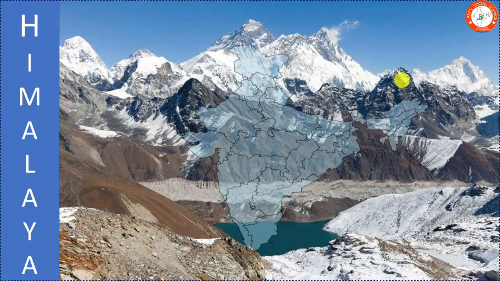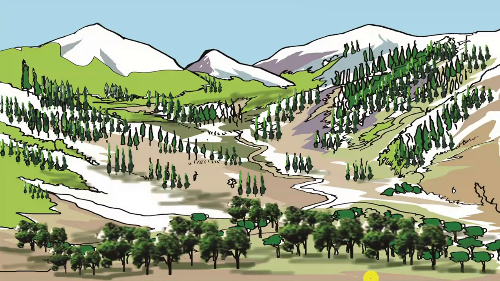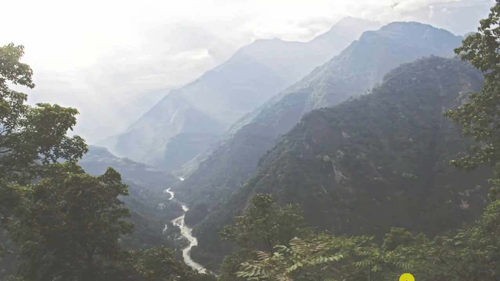Himalaya. This is the Himalayan mountain. This is one of the pictures of a valley area of the Himalayan region. One more image. A river is intersecting two mountains.